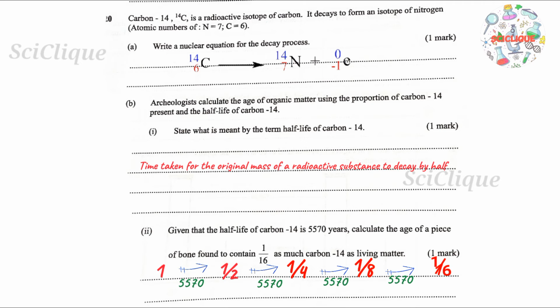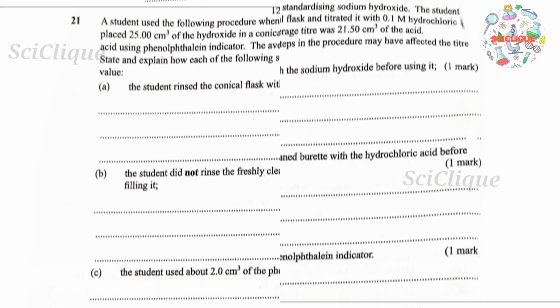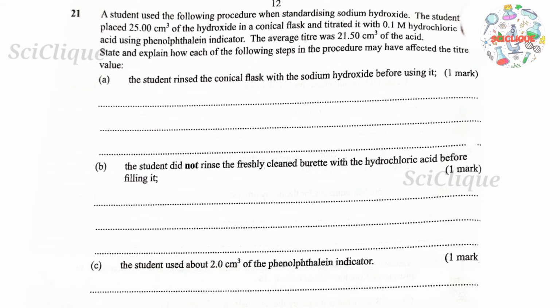So how many half-lives do we have there? 1, 2, 3, 4. 4 half-lives. So if one half-life is equivalent to 5570 years, 4 will be equivalent to 22,280 years.